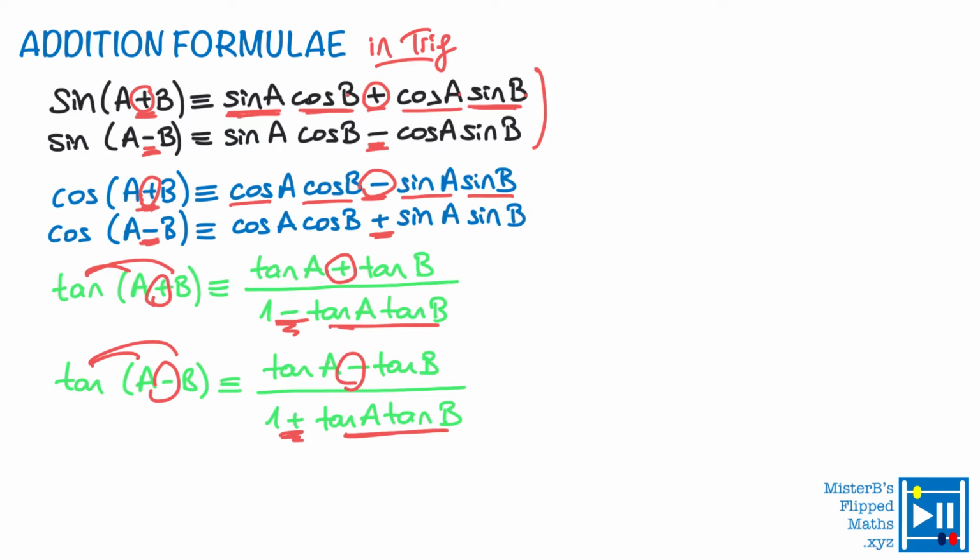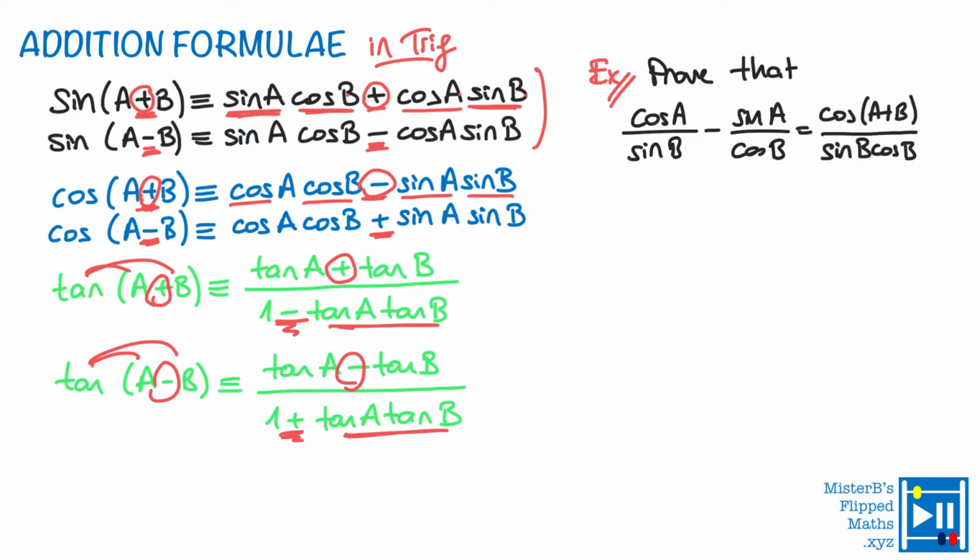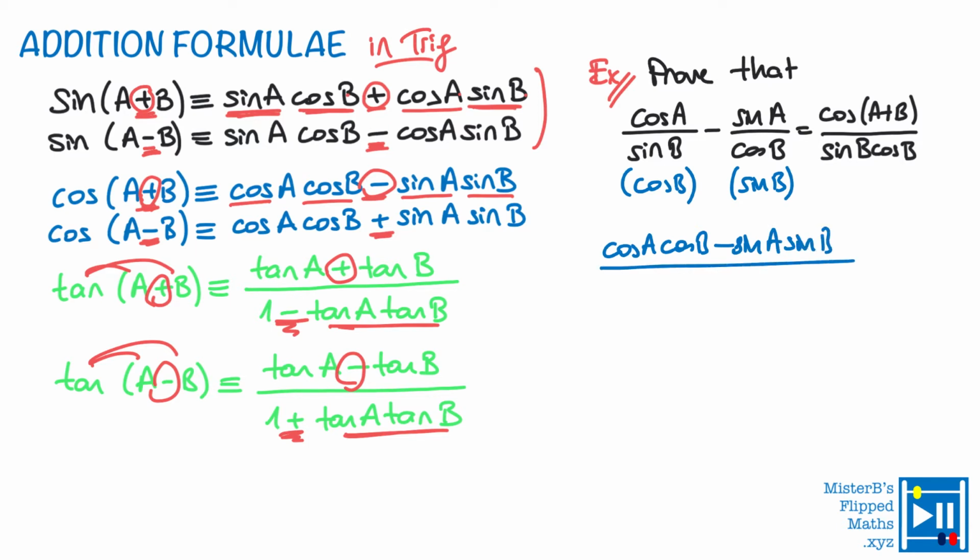So we use these addition formulae while simplifying expressions or solving equations, as well as proving identities. Let's start with a proof example. So we're going to prove that the left-hand side is equivalent to the right-hand side. So we can only equate the denominators at this point. So in the numerator, we're going to get cosine A cosine B minus sine A sine B. And in the denominator, it's going to be sine B cosine B.